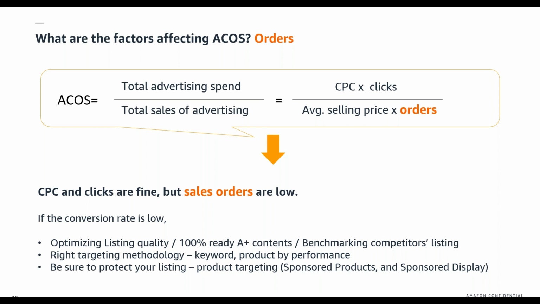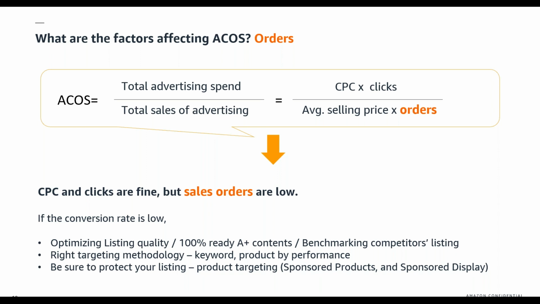Number two, it's also the right targeting. Later we will go through a seller case on how to optimize your keyword and product targeting by performance. And then thirdly, if you're a more mature seller, or you've been selling for a while, but you notice that you always get clicks and somehow not a lot of orders, and you notice a few competitors always appearing around your listing.